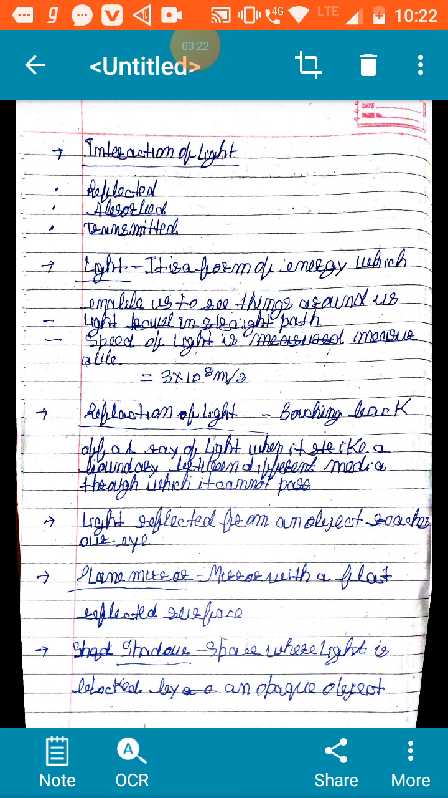What is a shadow? A surface where light is blocked by an opaque object. Shadow formation needs a light source, an opaque, and a large enough object.